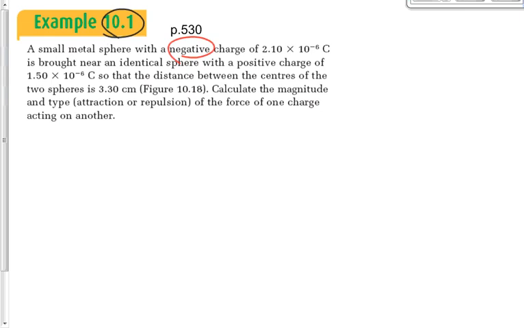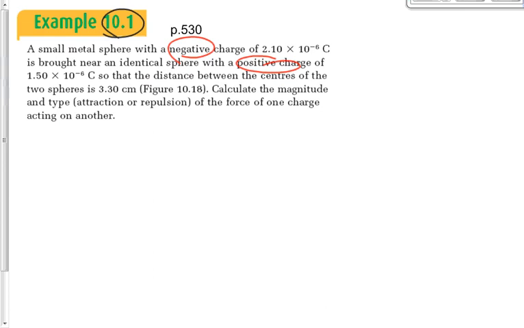Now, in this particular question, it's not really going to matter. You're not going to make a mistake if you forget to circle the word negative there. It's not going to change a thing. But in some questions, it will. In some questions, if you miss the negative, you're going to make a mistake. So we've got a small metal sphere with this negative charge of 2.1 times 10 to the minus 6 brought near an identical sphere with a positive charge. I'm just going to circle that as well, to remind me that one's positive and one's negative. If they're both positive, I could probably get away without circling it.